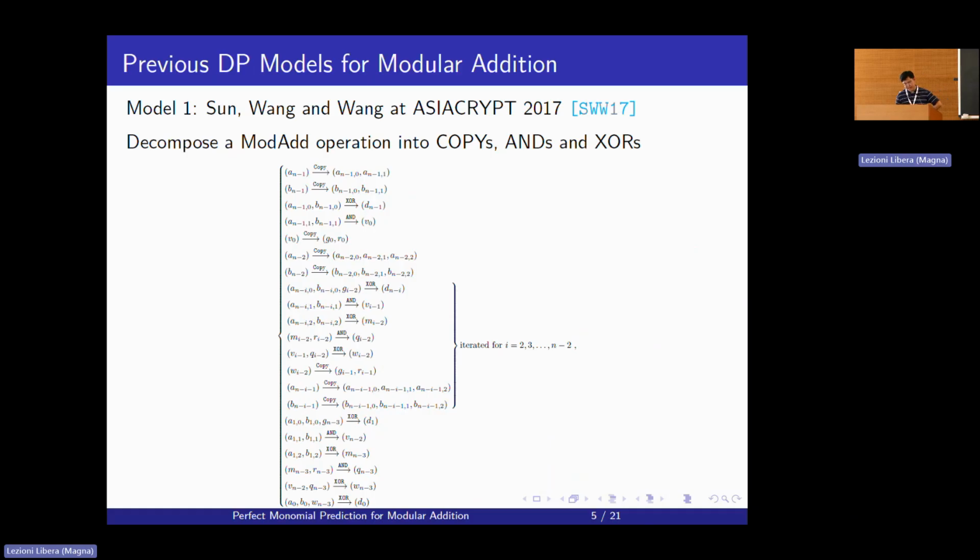Before our paper, there were actually already 2 division property models for modular addition. The first model was developed by Sun, Wang, et al. at Asiacrypt 2017. They decompose a modular addition operation into 3 basic operations, copies, ANDs, and XORs, because any vector Boolean function can be written with these 3 basic operations. Then they model these basic operations following their propagation rules.